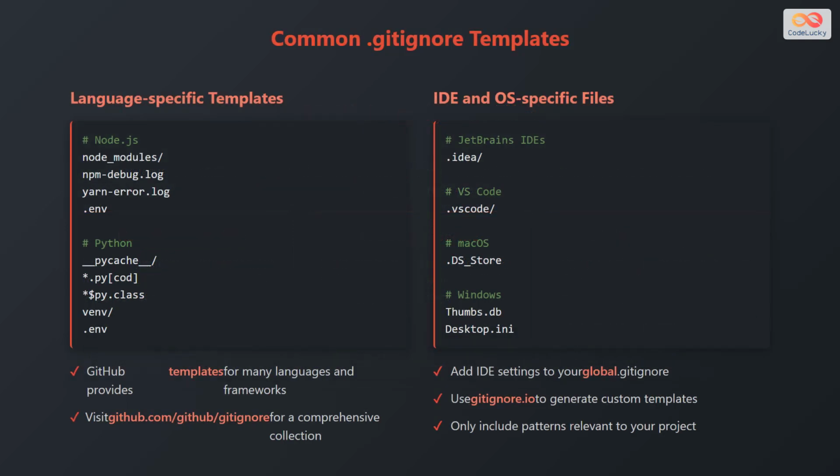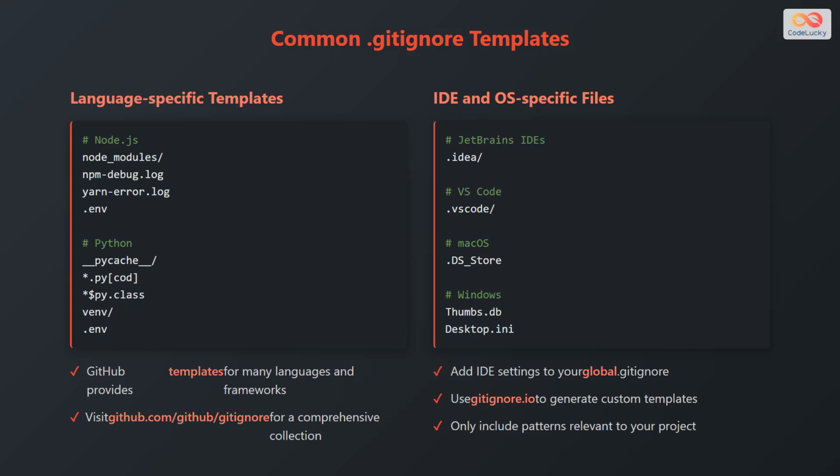Let's explore some common .gitignore templates. Here are some examples for Node.js: the node_modules directory, npm-debug.log, yarn-error.log, and .env. Here are some examples for Python: the __pycache__ directory, all .pyc and .pyo files, all $py.class files, the venv directory, and .env. GitHub provides templates for many languages and frameworks. You can visit github.com/github/gitignore for a comprehensive collection.